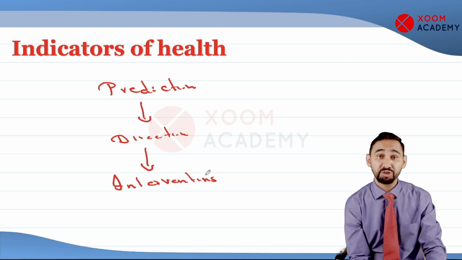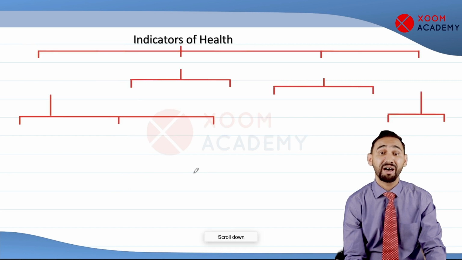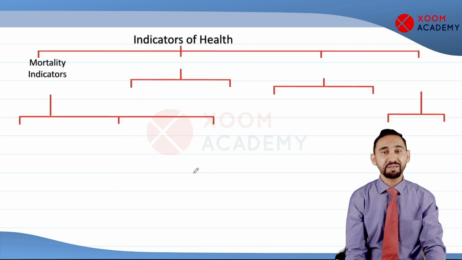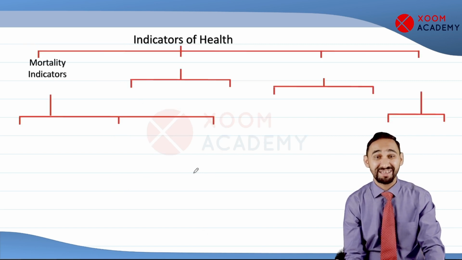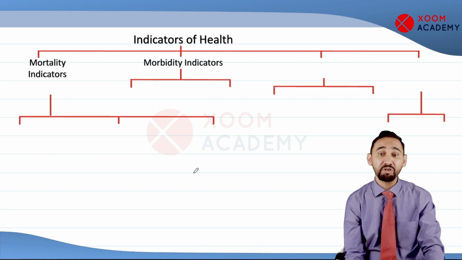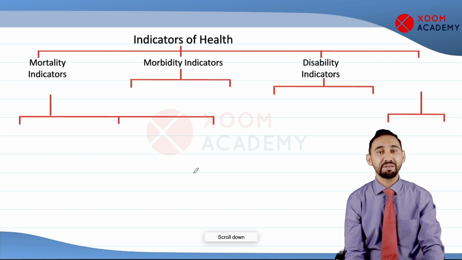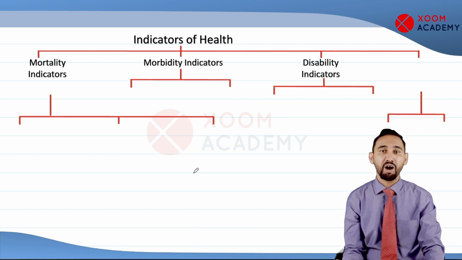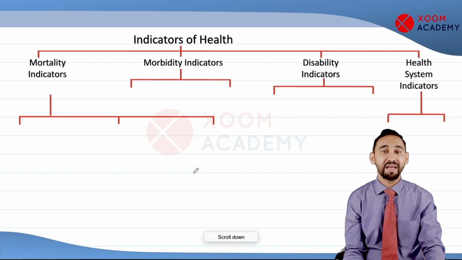What intervention should we do to control the burden of disease? These indicators are mortality indicators. They show death. Morbidity indicators show the number of diseased people. Disability indicators show how many people are disabled due to disease. And health system indicators show how our health system is working, and how people utilize various services.